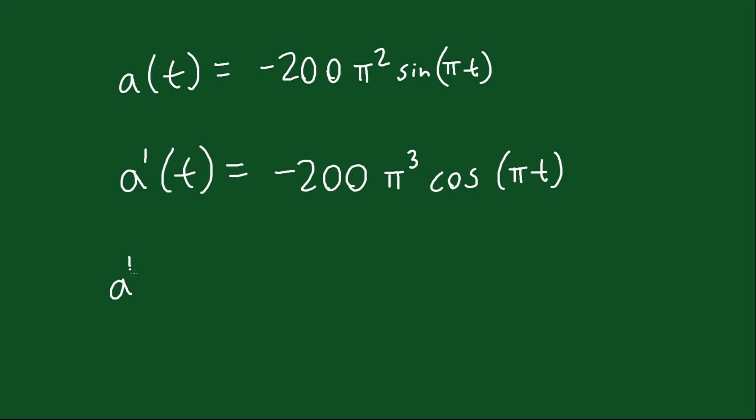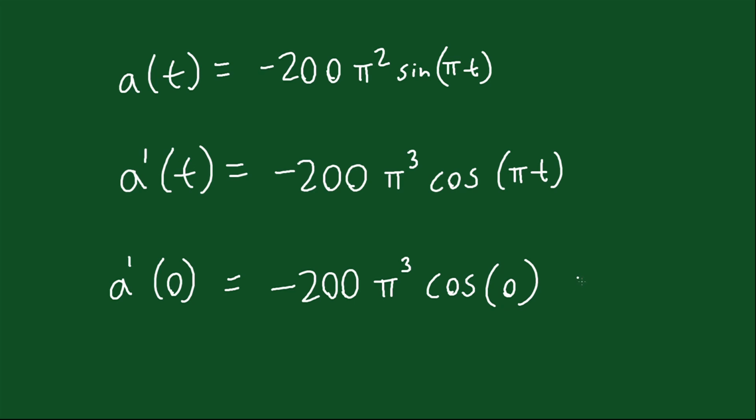Now, let's plug in a value of 0. Let's find a prime at 0. Well, we're going to have negative 200 times pi cubed times cos of 0. Right? Because pi times 0 is 0. Now what is cos of 0? Well, it's equal to 1. And so what do we get here? We get negative 200 pi cubed, which I don't care what that number actually is. The point is it's a negative.